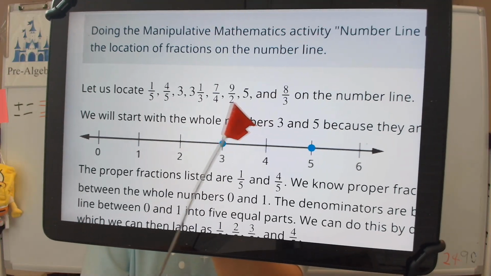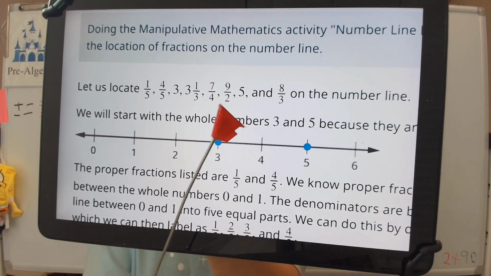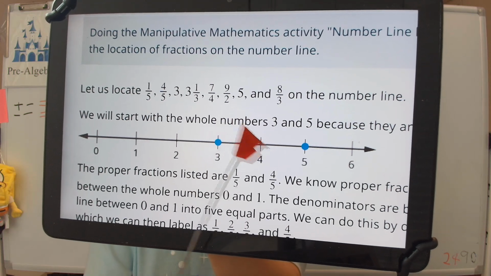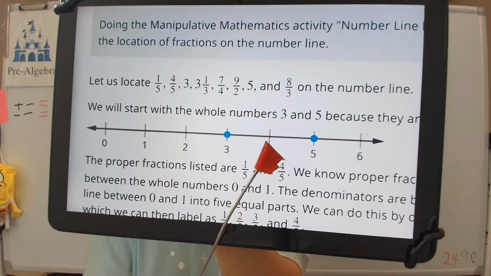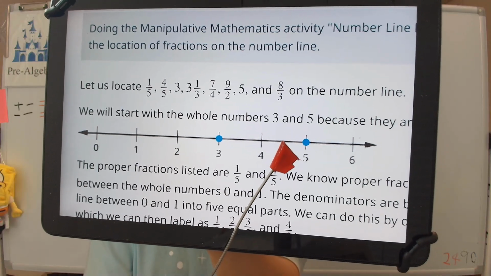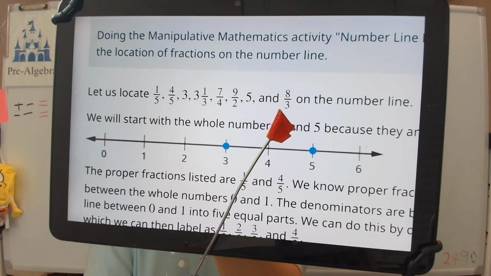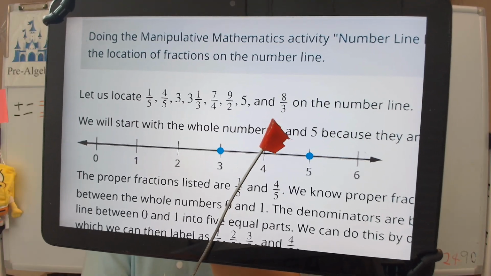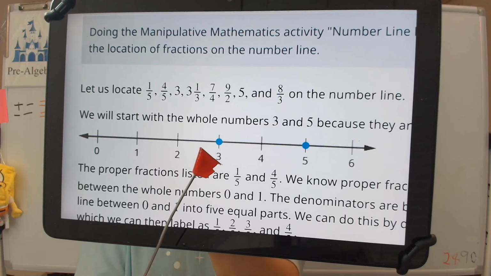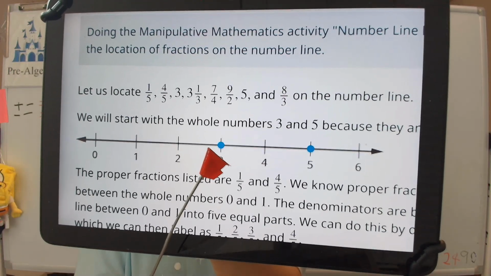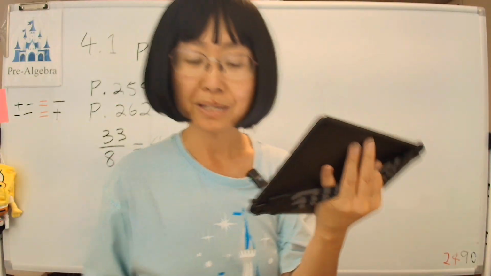Okay, and then what about 9/2? 2 goes into 9 4 times. That becomes 8. So 4 times. So this number is 4 1/2 right here, and then 5 is just here. And then 8/3. 3 goes into 8 2 times, but it will have a leftover of 2/3. So right around here, that should be it.